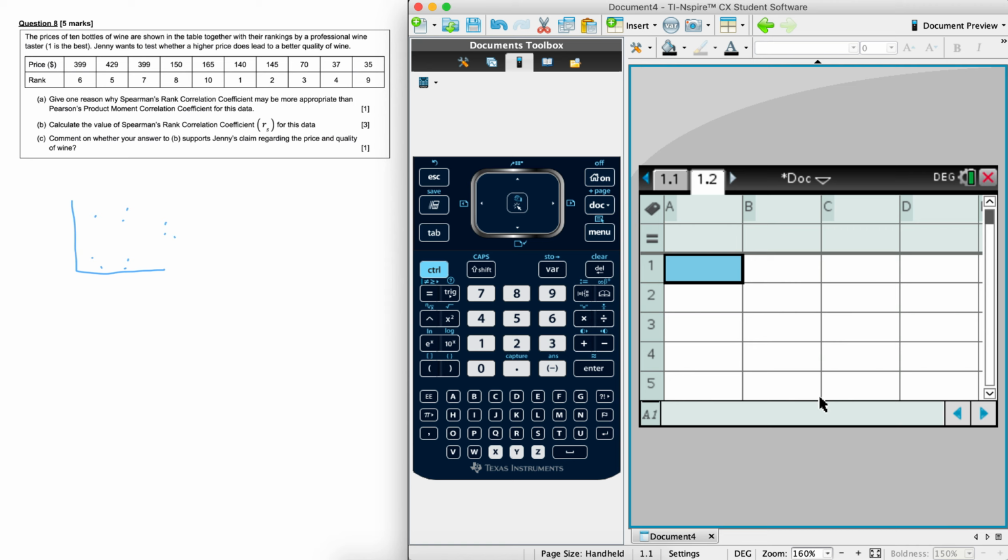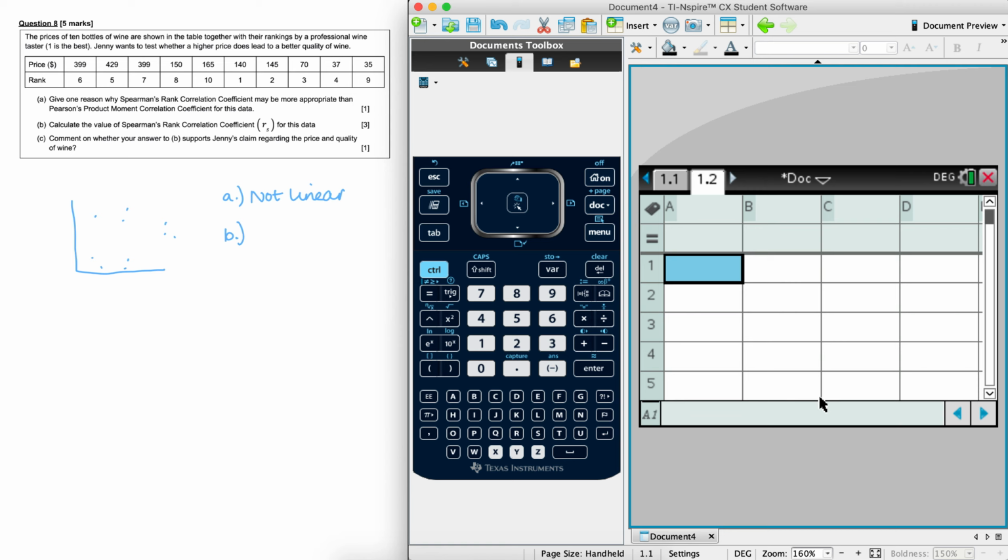And therefore, one of the reasons why it might be more appropriate is because it doesn't look like a linear function. Okay, it actually doesn't look like it's got much correlation at all, but it certainly doesn't look a linear function. So for part A, it's not linear, or there's no obvious linear trend. And then for part B, we need to calculate the Spearman's rank correlation coefficient.